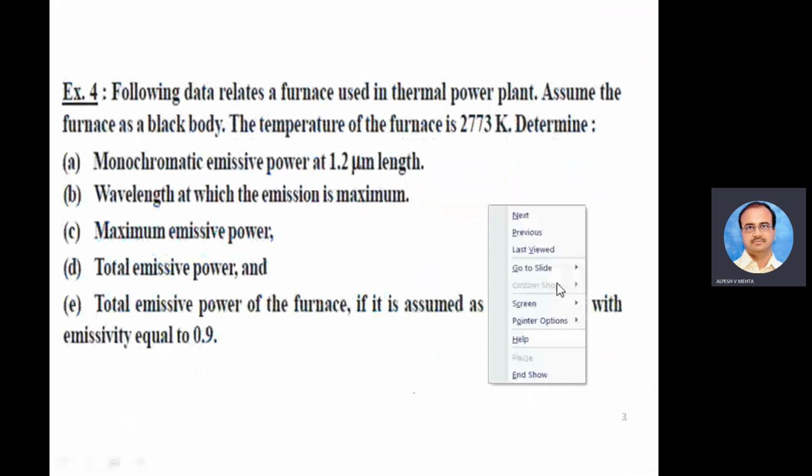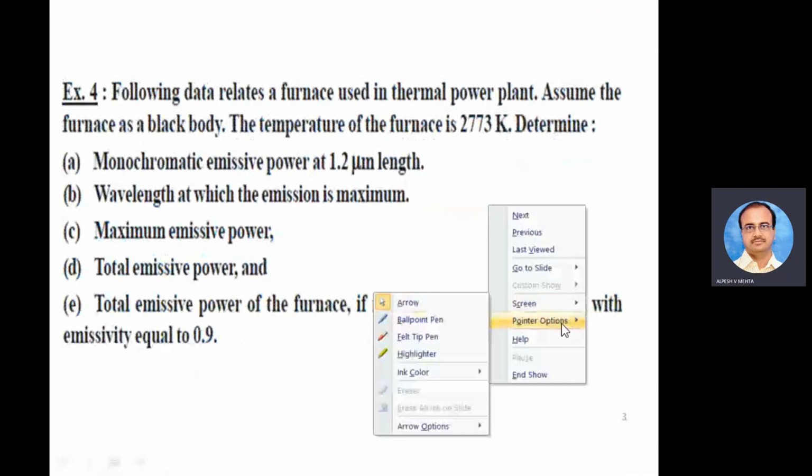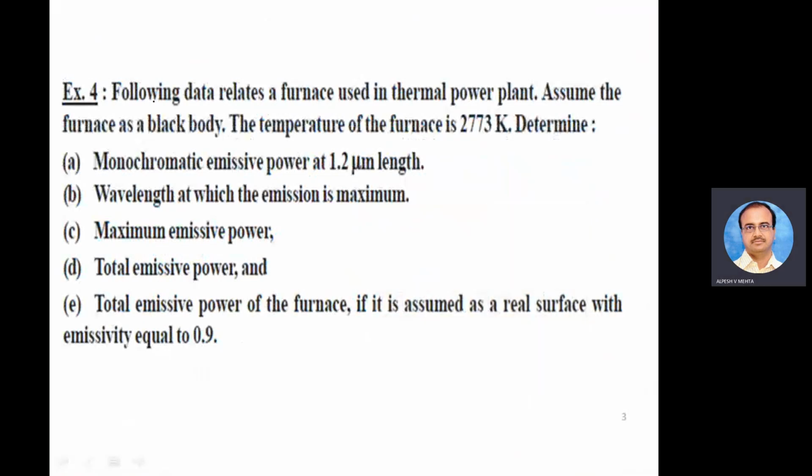So you can see the numerical. The following data relates to the furnace used in a thermal power plant. We are assuming the furnace as a black body. The temperature of the furnace is given as 2773 Kelvin. We have to find, first, the monochromatic emissive power at 1.2 micrometer wavelength.